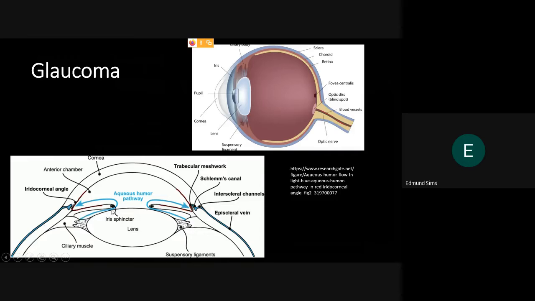travels through the posterior chamber into the anterior chamber and then drains into the trabecular meshwork, which is sort of like a spongy region, then into Schlemm's canal, one of the coolest names in anatomy, and then it will eventually drain into the episcleral veins. So glaucoma is a problem with this flow that will result in raised intraocular pressures.